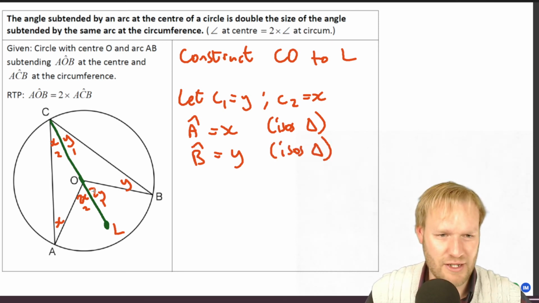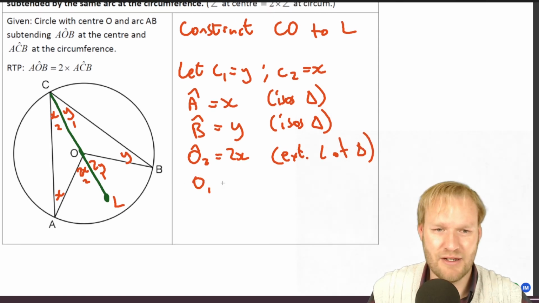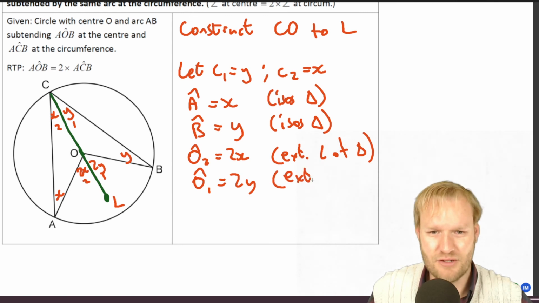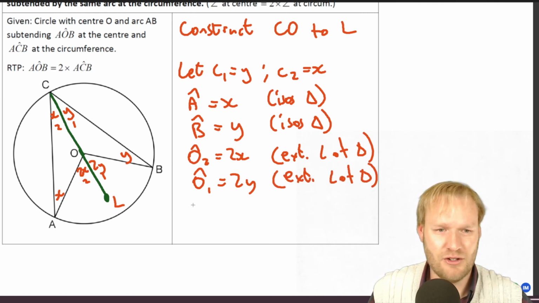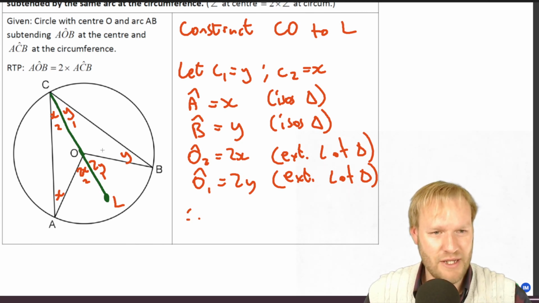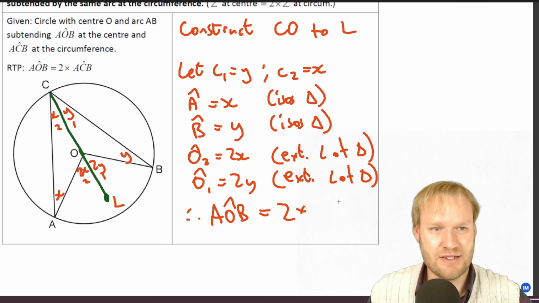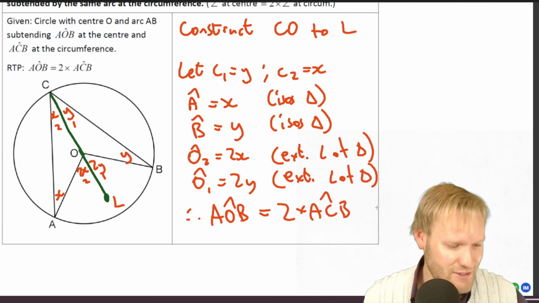And this one here, O2, equals 2x because of the exterior angle of a triangle. And O1 similarly equals 2y, also because of the exterior angle of a triangle. Therefore, what we've shown is that angle AOB is twice angle ACB. So we're done. So that's that.